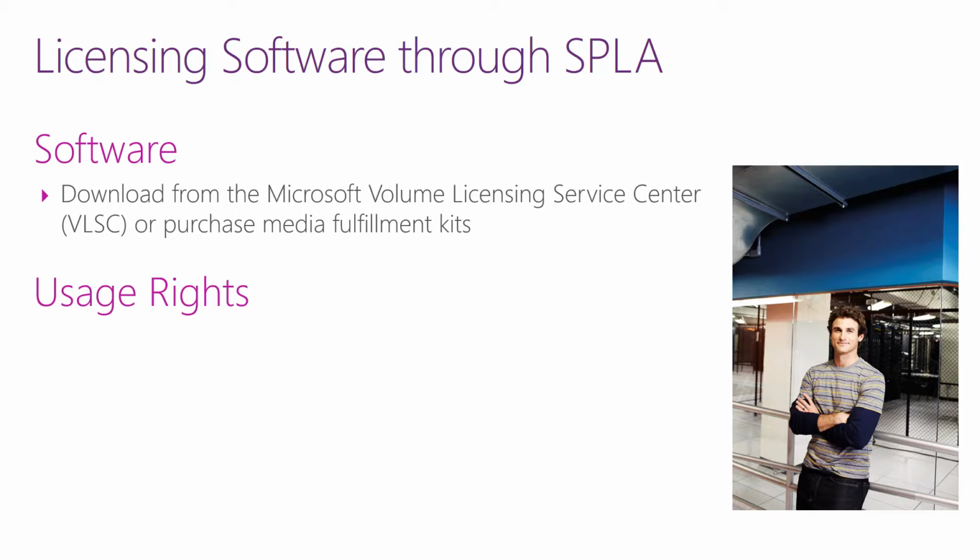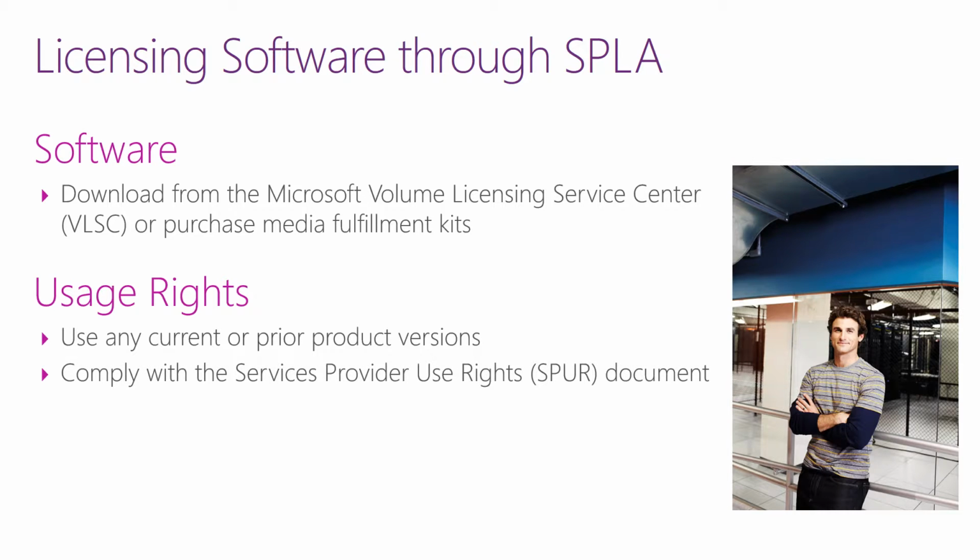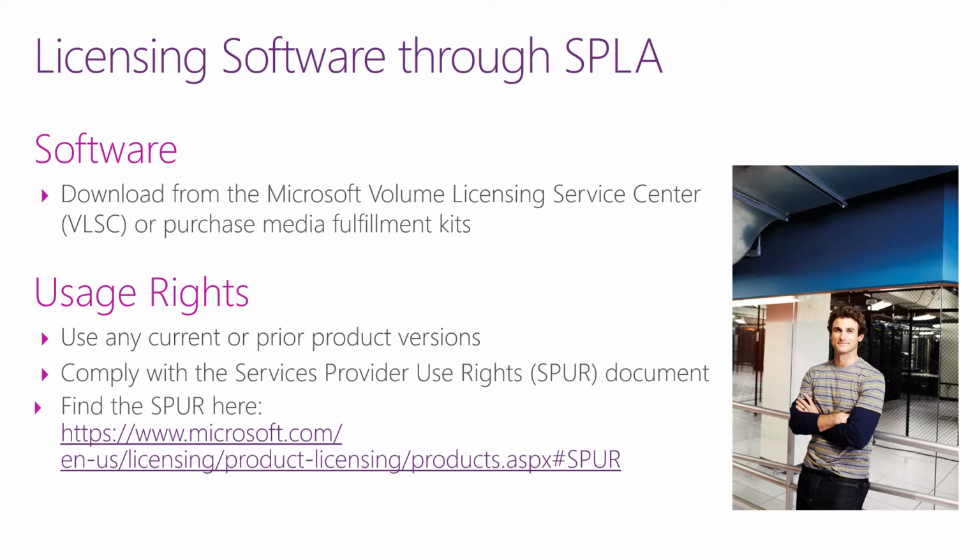And what about the usage rights of the products? Well, a service provider can use any current or prior versions of a product and needs to make sure that they comply with the Services Provider Use Rights document, also known, of course, as the SPUR. This document is updated regularly and contains the very specific rules for licensing the Microsoft products under a SPLA agreement. You can download the document at any time using the link on the slide here.